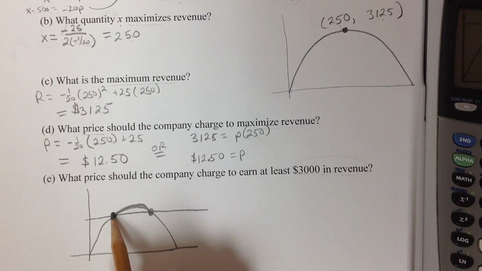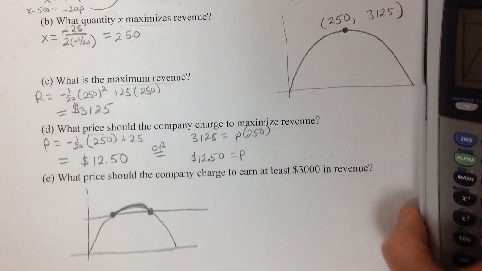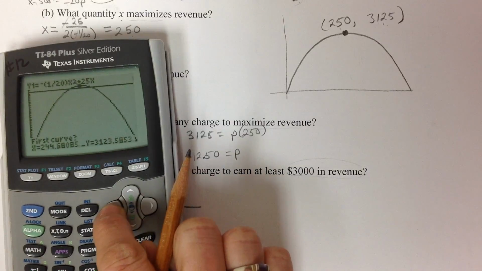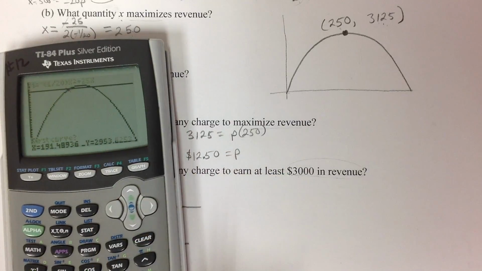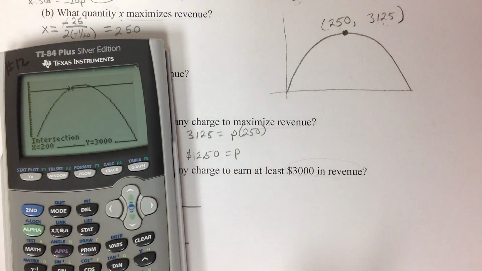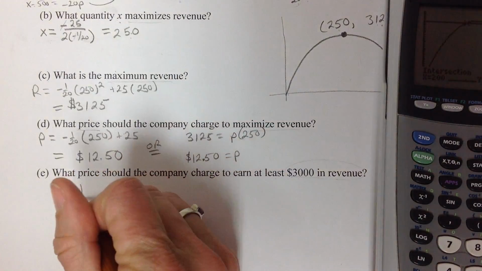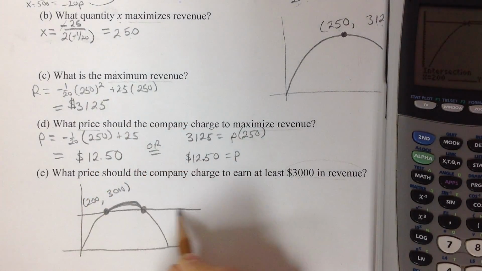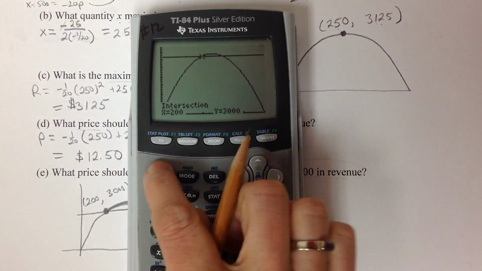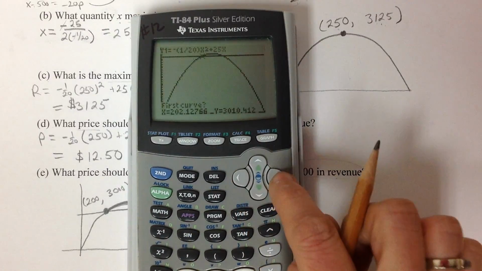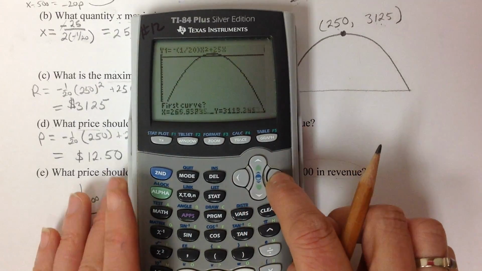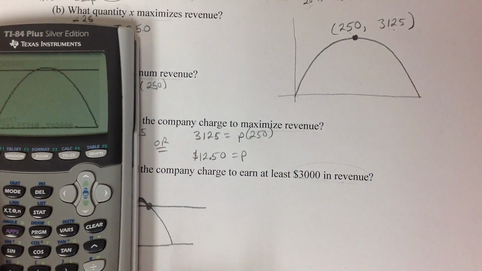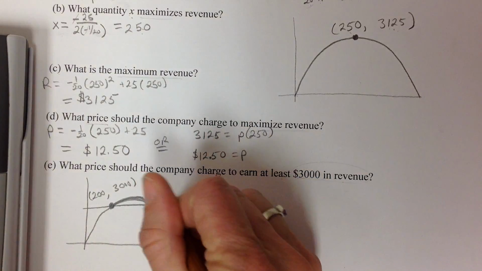So I need to find these two intersection points. All right, so I'm going to use the calc menu. Option number 5, intersect. I'll just find the one on the left first. It has an x value of 200. And I already know the y value. The y value has to be 3,000 because that's what I'm comparing it to. And then I have a second one to find. So the one over here on the right. That has an x value of 300.